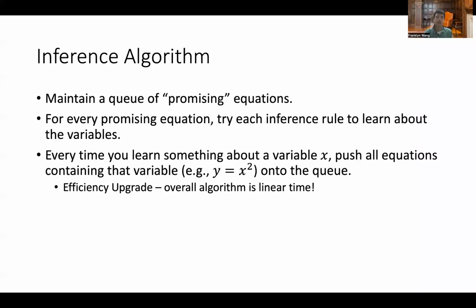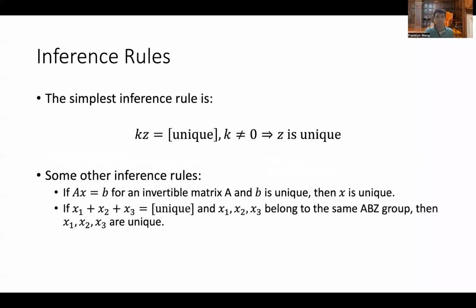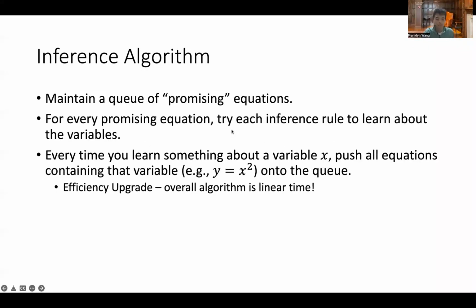Okay, so now let me describe how the inference algorithm works. It works similar to a breadth first search algorithm. We have a queue of a bunch of equations that we think are very promising, and that we think will give us useful information. For every promising equation, we will try every inference rule to learn about the variables. So if we see something like this, and we don't know if z is uniquely determined, then we can immediately conclude that z is uniquely determined.